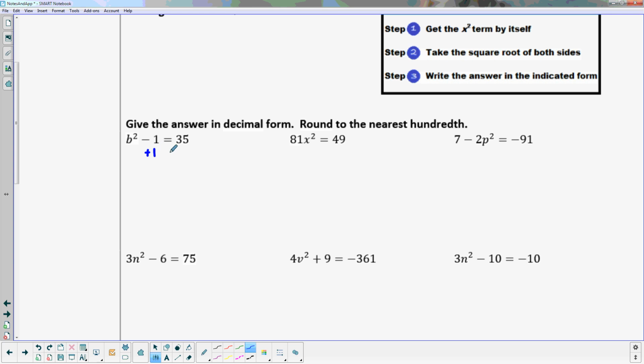In this first one, it just means add 1 to both sides. Okay, and then I'll be left with b squared equals 35 plus 1, which is 36.